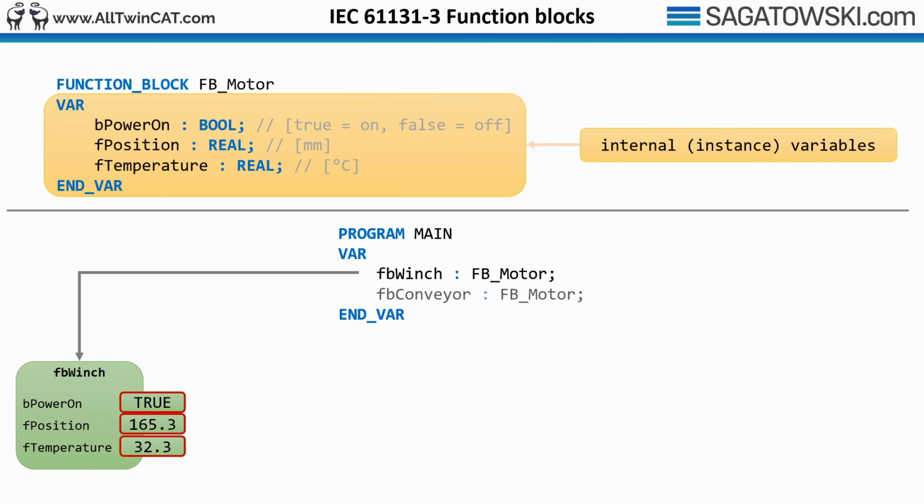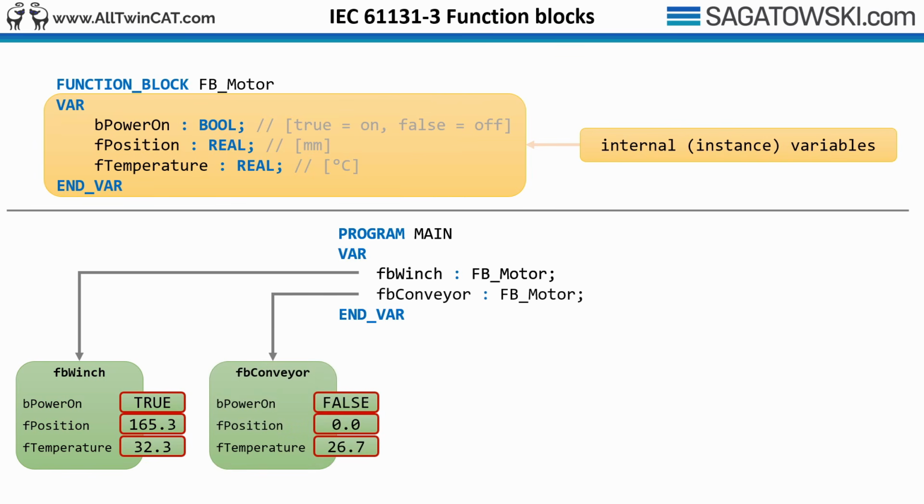Then we might have another instance of the motor function block for a conveyor belt, and this instance might at the same time show that the power is on, the position is 0, and the temperature is 26.7 degrees Celsius. Every instance of the function block will be its own object, representing the real-world object of a motor.